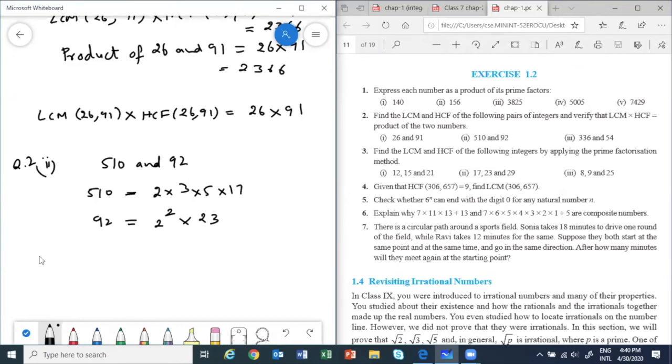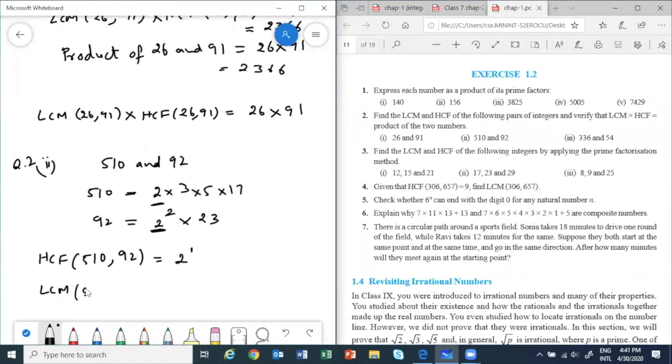LCM and HCF. So HCF of 510 and 92. So what are the common factors? Only 2 is the common factor. So 2, lowest power 1. So 2 is the HCF.